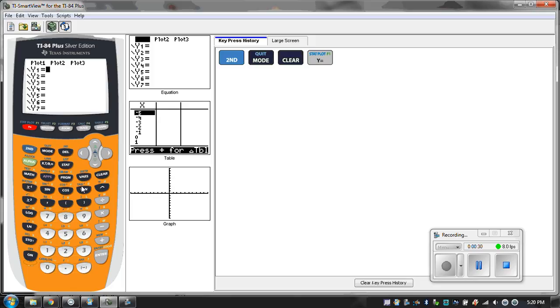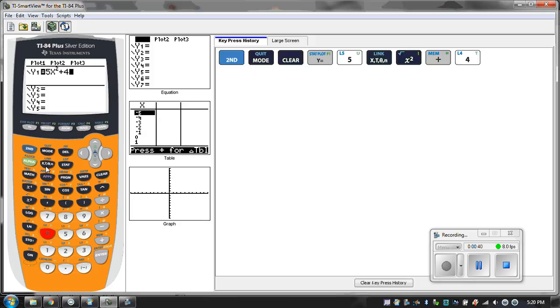Y equals 5, here's my x button, x squared, plus 4x, minus 1, because remember we moved it to the other side. When I press graph, it's going to give you a graph like that.